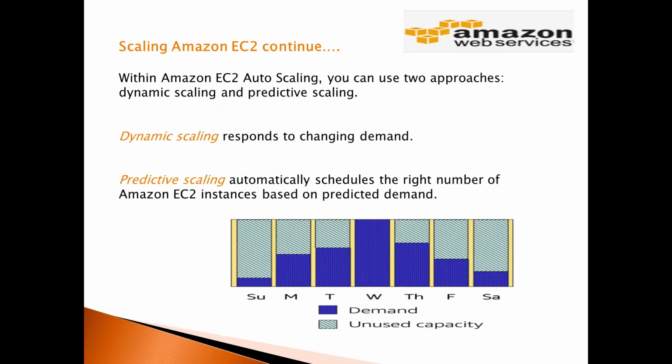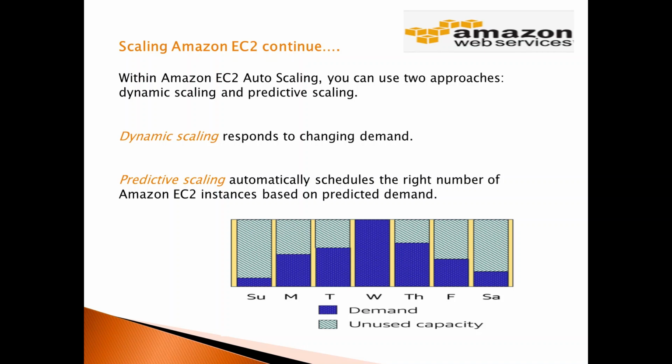Within Amazon EC2 Auto Scaling, you can use two approaches. First one is dynamic scaling and second one is predictive scaling. Okay, so dynamic scaling basically responds to changing demand. If demand increases, the number of EC2 instances will increase.